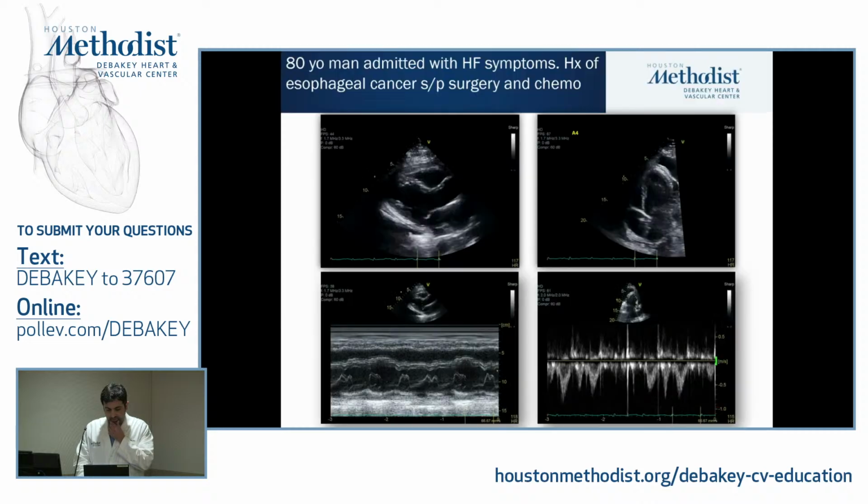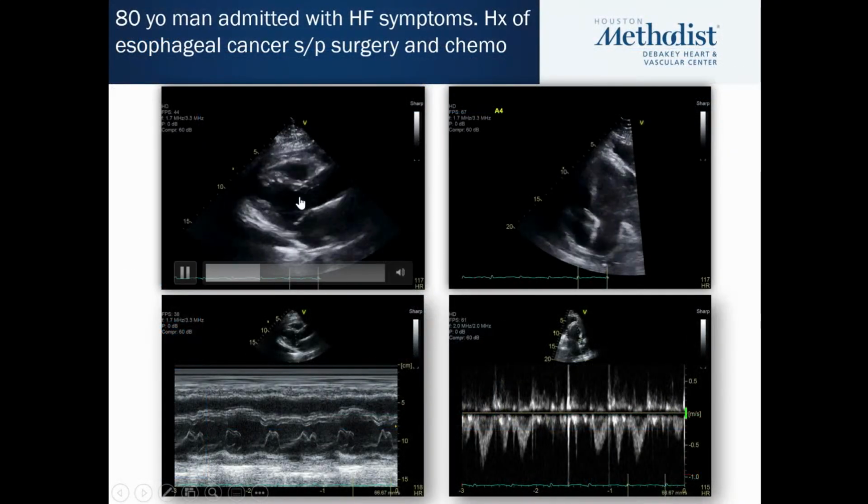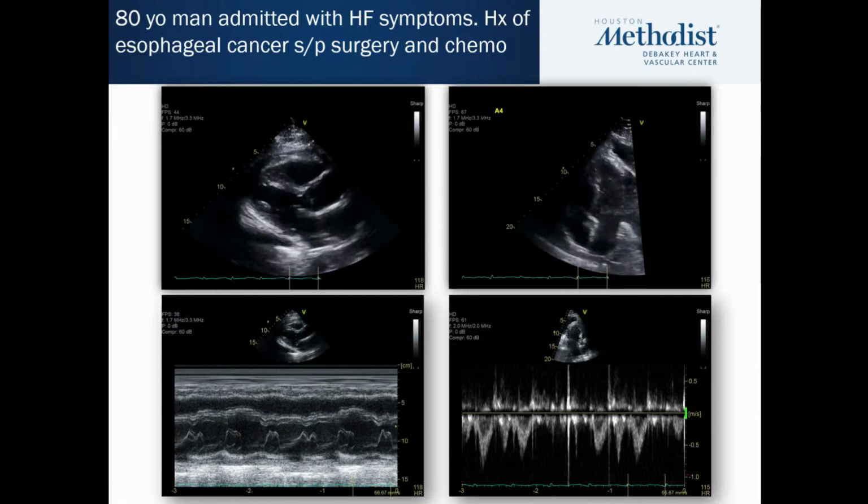Let's talk about constriction. So here's a case, an 80-year-old man admitted with heart failure symptoms, history of esophageal cancer, prior surgery and chemotherapy. And you notice the paradoxical septal motion with the septum being pushed from the RV to the LV. Notice that it doesn't occur with every beat, but rather intermittently. And that's the key term of respirophasic changes in the septal motion.